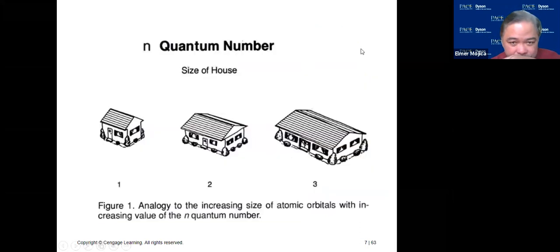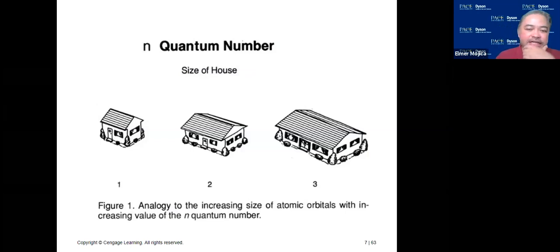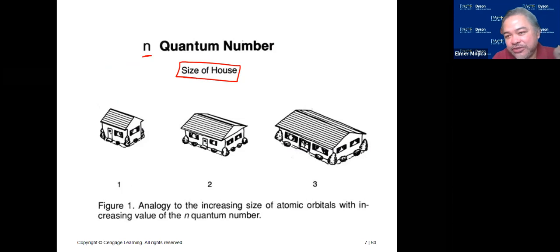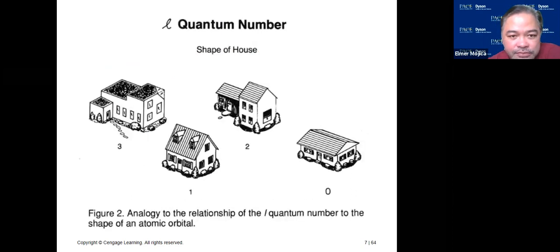Excuse me. Now, if we're going to summarize what we have so far, as I told you, if it's the n quantum number, it has something to do with the size. Or if we're going to look at it in terms of the house, it's the size of the house. The higher the value of n, the bigger is the size of the orbital. In terms of the house, the higher the n, the bigger is the house. L has something to do with the shape. Okay? So this could be your S, this could be your P, this could be your D, and this could be your F.